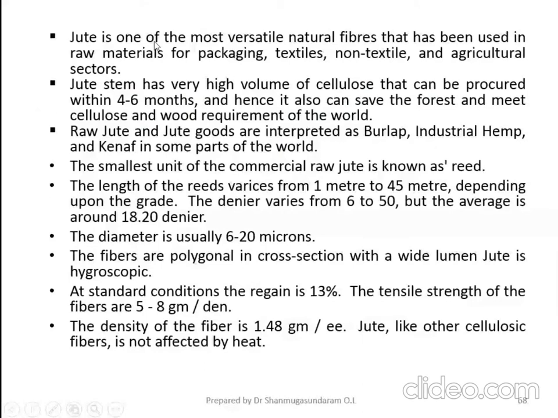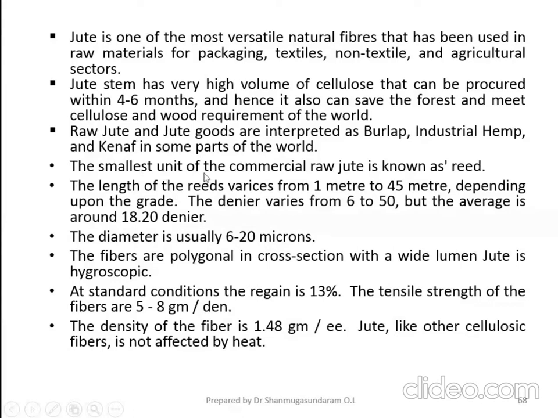Okay. So jute stem has a very high volume of cellulose. So jute fiber has more amount of cellulose. Within 4 to 6 months, it can save the forest and meet the cellulose and wood requirements of the world. Raw jute and jute goods are interpreted as burlap, industrial hemp, or kenaf in some parts of the world. So you can replace this hemp fiber or burlap or kenaf fiber in some parts of the world by using jute raw materials.